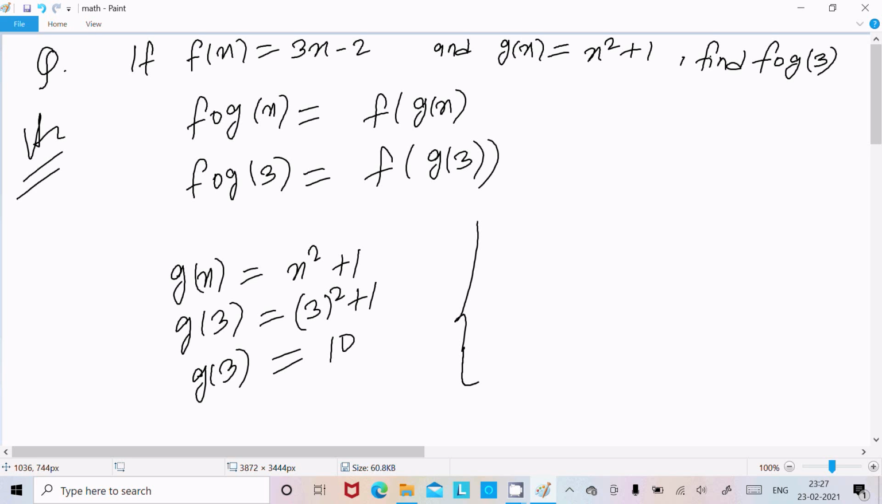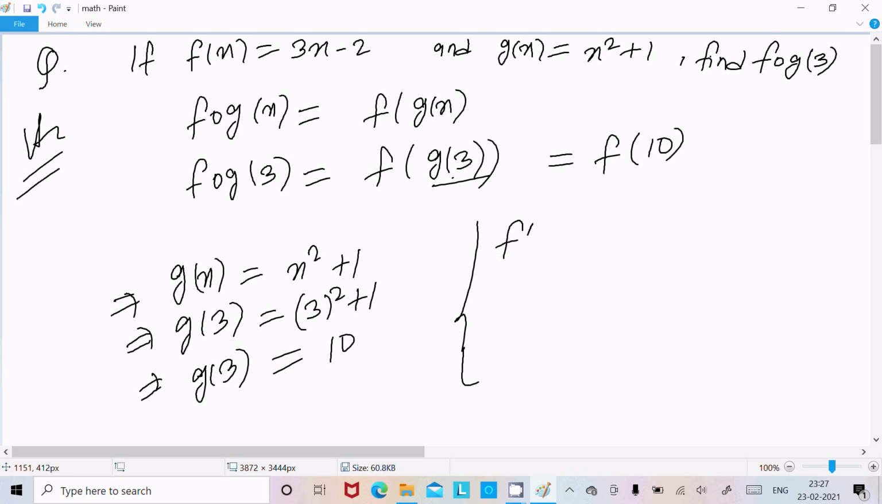Now hereafter, if I put 10 here, so the g(3) value comes 10. So here we can write in place of g(3) 10. So now we need to calculate the f(10) value.